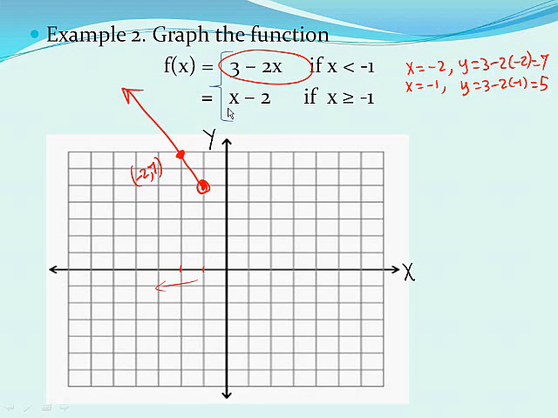Now going to the second formula, which is also a linear function, I'm going to calculate 2 points. When x equal to negative 1, I can calculate y as negative 1 minus 2, which is negative 3, and plot that point. Negative 1, negative 3 is here. And because x equal to negative 1 is part of the second formula, I need to include this point in the graph. So we are not going to use a circle there, we are going to use a thick dot.